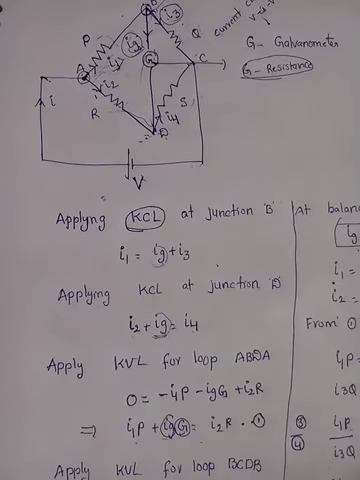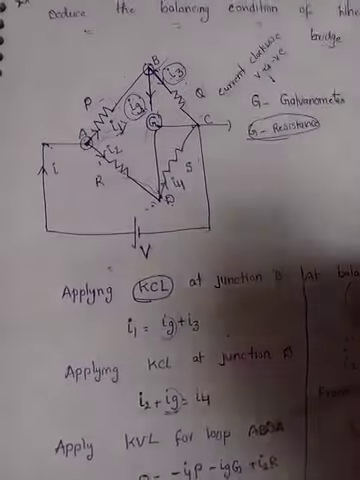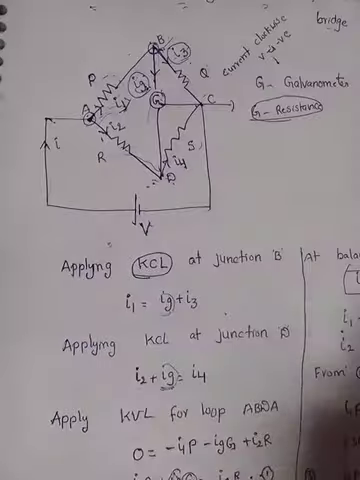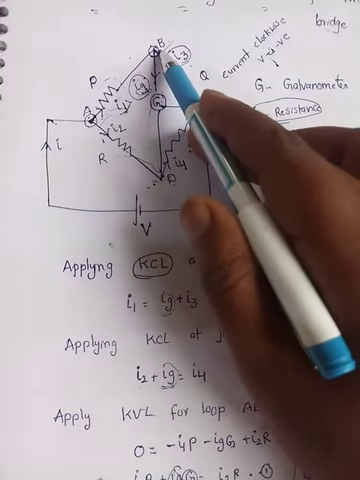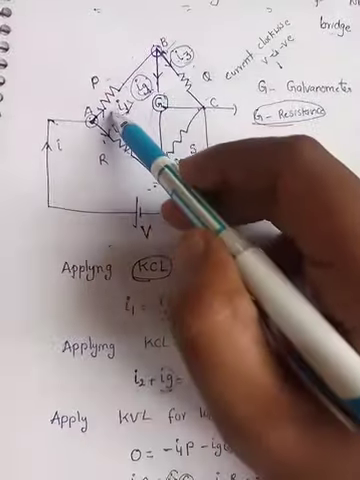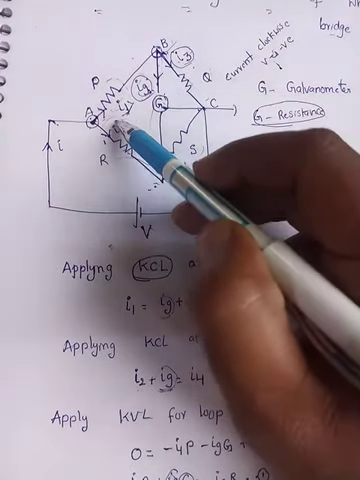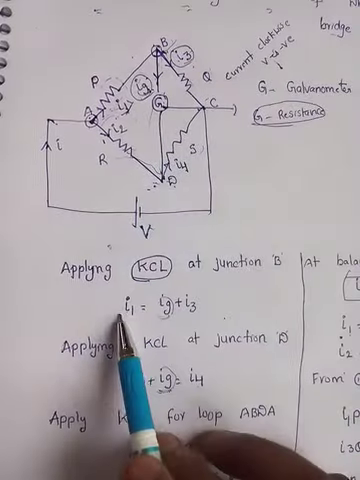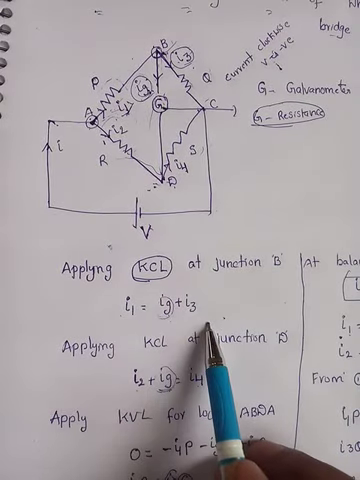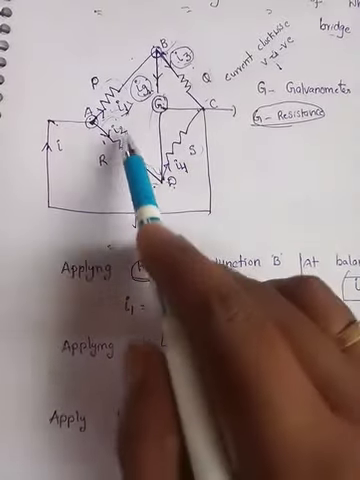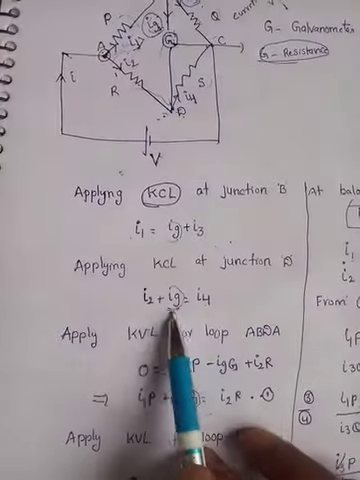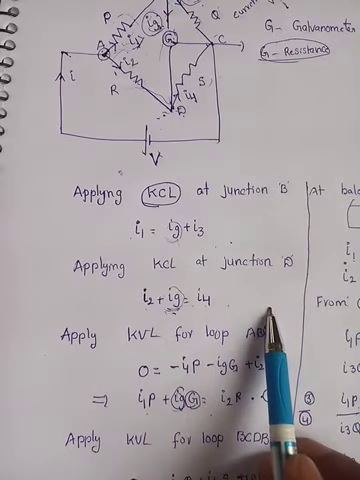Now we are applying Kirchhoff's current law and voltage law here. First, to apply Kirchhoff's current law, we require a junction. So we got junctions B and D. Applying Kirchhoff's current law at junction B, what do you get? The current flowing towards B is I1 and moving away is Ig and I3. So I1 equals Ig plus I3. Similarly at D, I2 and Ig are coming, I4 is moving away. So I2 plus Ig equals I4.